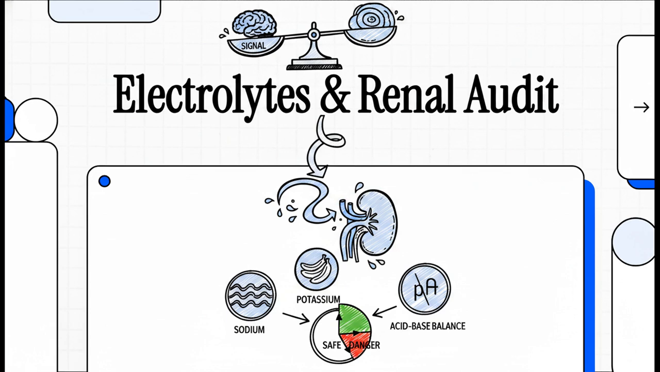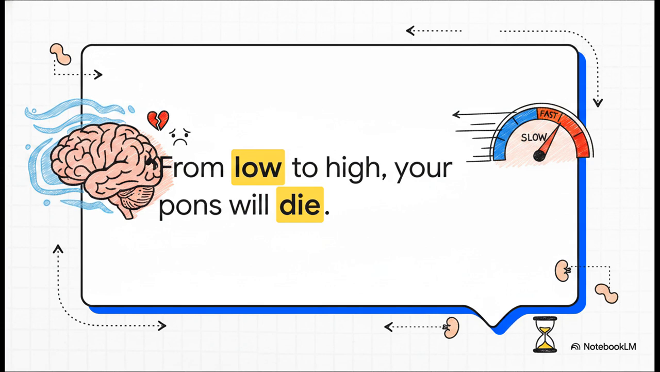So we're going to break down the exact physiological tipping points you need to know to safely navigate sodium, potassium, and acid-base emergencies. And that brings us to this haunting mnemonic: from low to high, your pawns will die. It perfectly represents our overarching goal today, which is learning the rigid physiological thresholds that prevent lethal clinical mistakes.